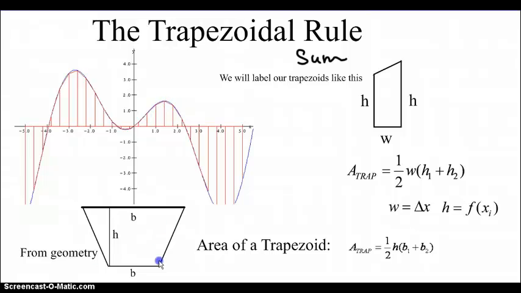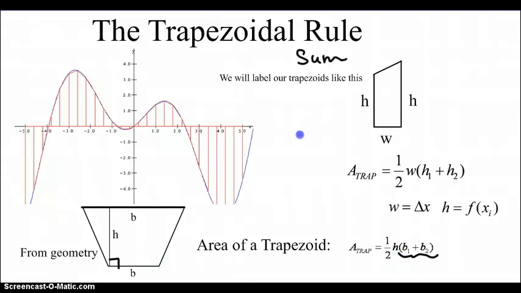Now, we're used to trapezoids from geometry looking like this, and the area of a trapezoid was 1/2 the height of the trapezoid, which was this horizontal distance in between the bases. It was 1/2 of the height times the sum of the bases of the trapezoid.